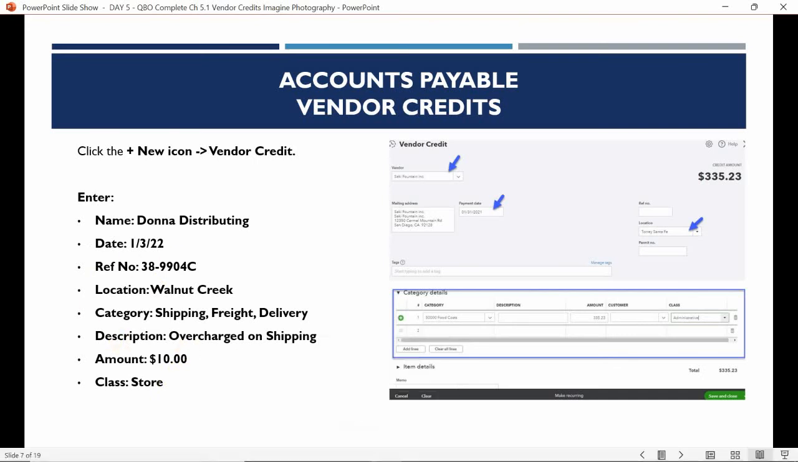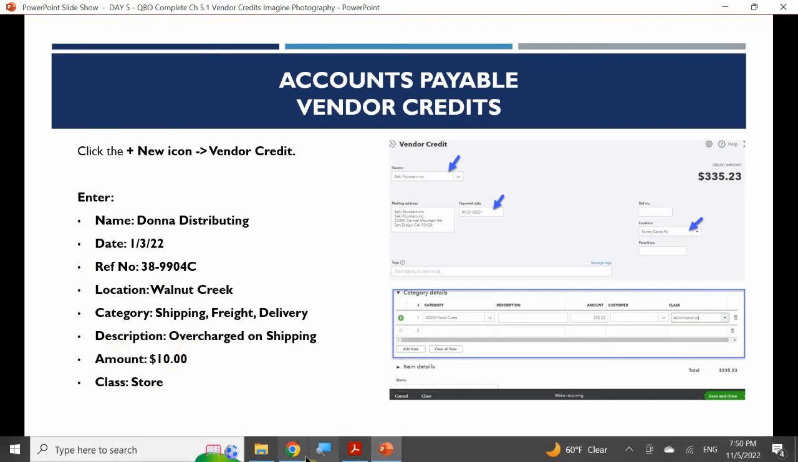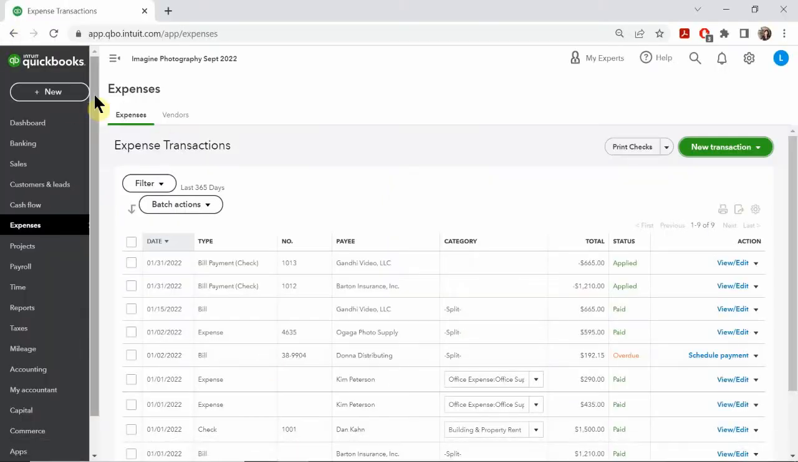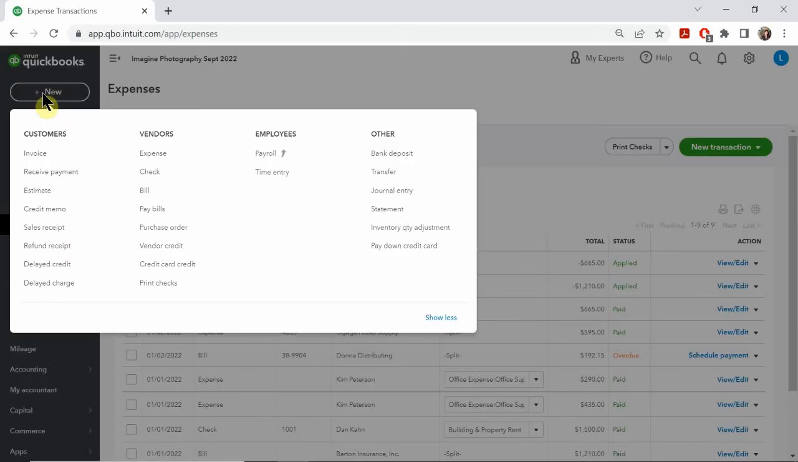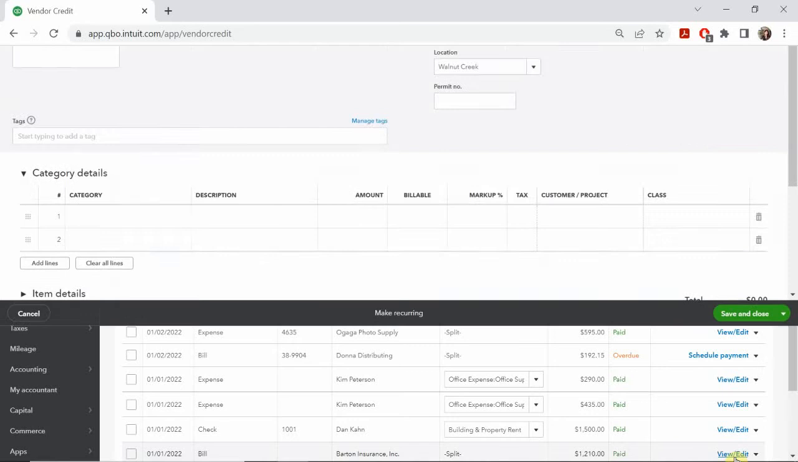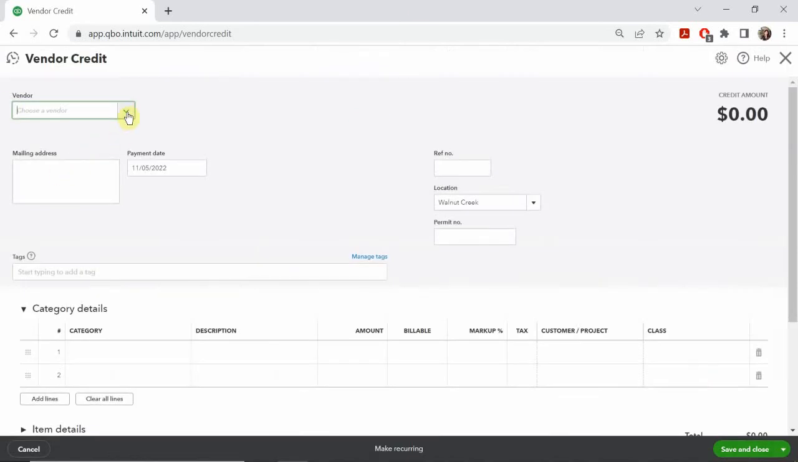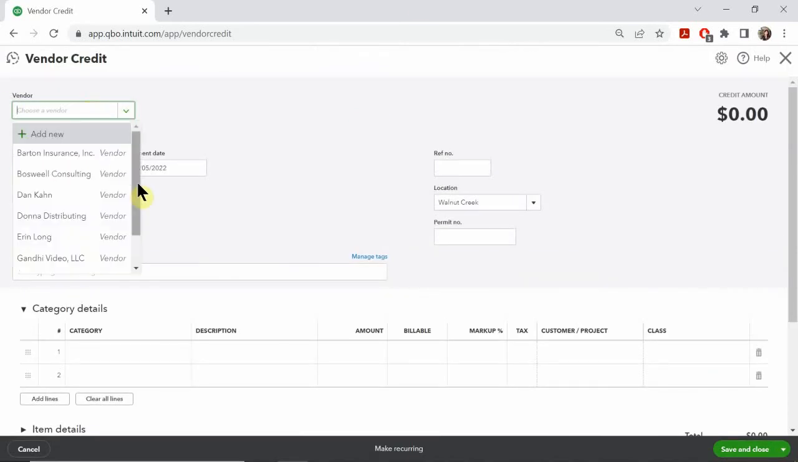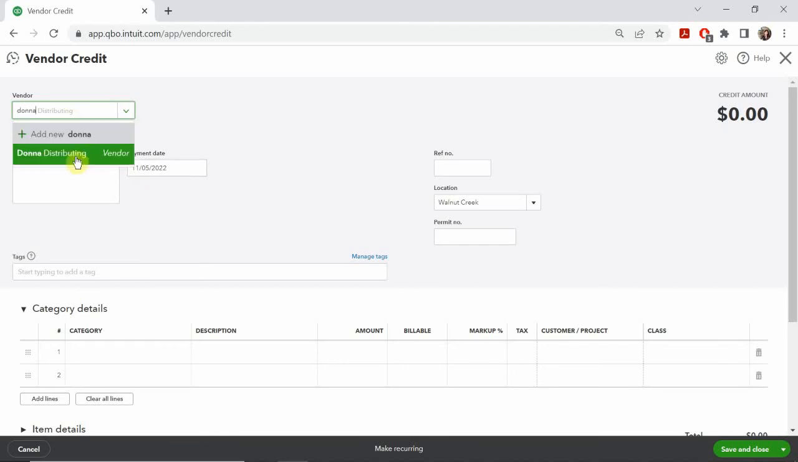So again, let's go ahead and create that vendor credit. Once again, we're just going to do the simple way: plus new, and we're going to do a vendor credit. Then of course we're going to put in Donna Distributing. So here's Donna Distributing.